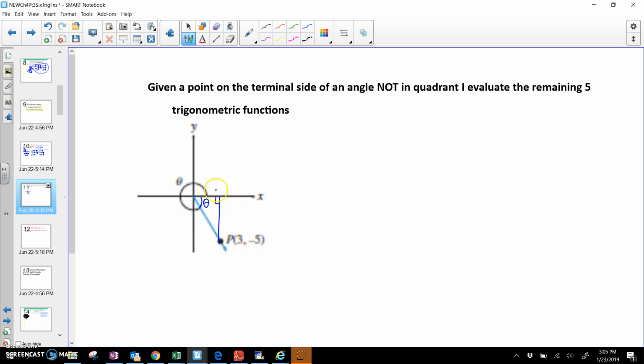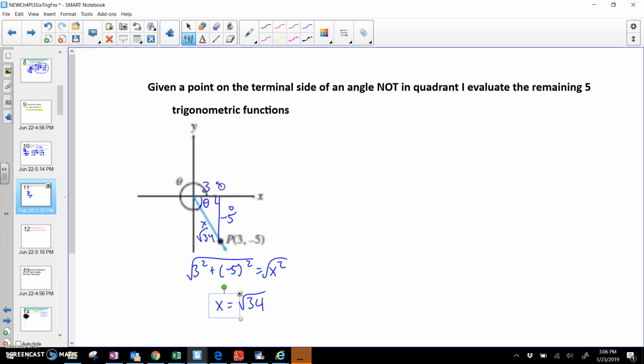This is the point 3, negative 5. It means I go over 3, down 5. Once I have that, I would complete my triangle by finding the other side. 3 squared plus negative 5 squared is x squared. Square root both sides. I get x is the square root of 34. So square root 34, and now I find my trig functions.